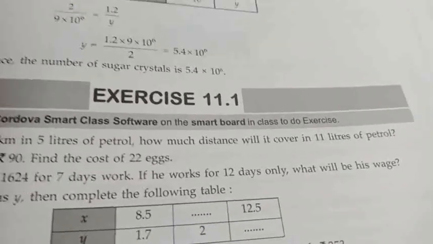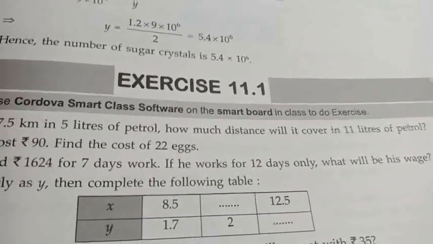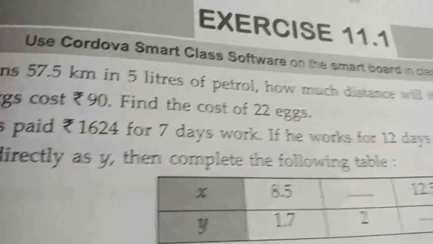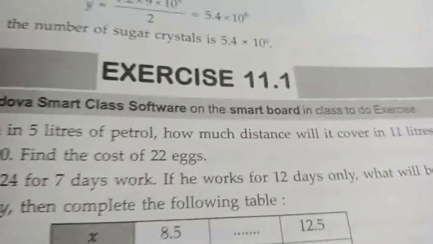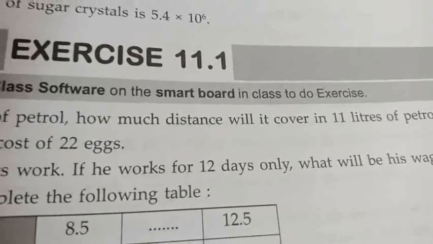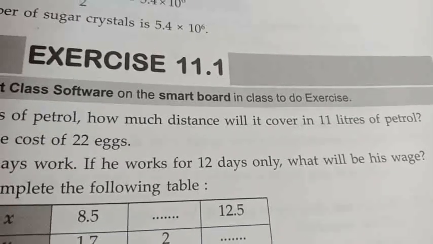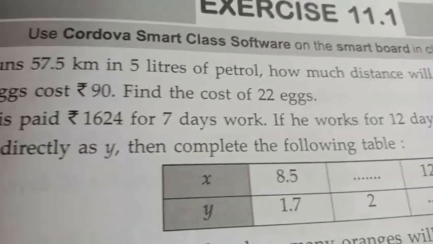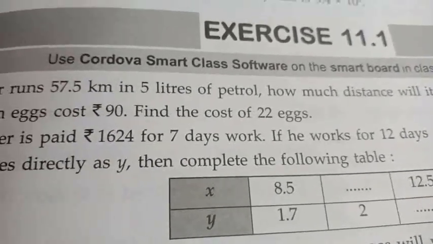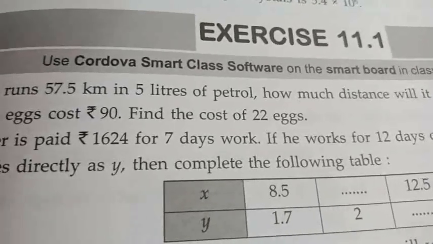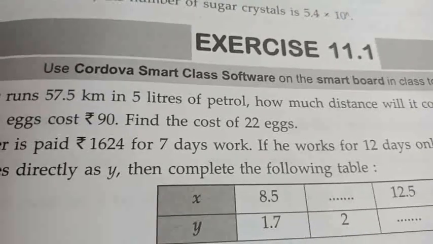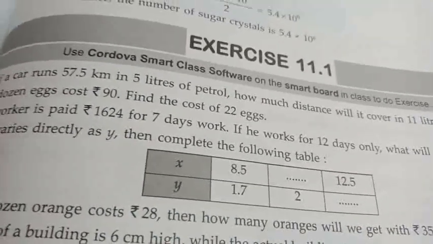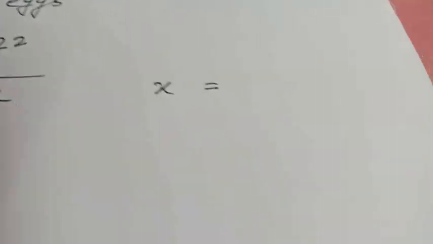Here, three quantities are given. Two are in the same unit. First quantity is 57.5 kilometer, second is 5 liter, and third is 11 liter. So what is given two times? It is liter. And what is given one time? That is kilometer. It means we have to find out how much distance, means how many kilometers, is missing. So for that, first of all, we need to make a table.